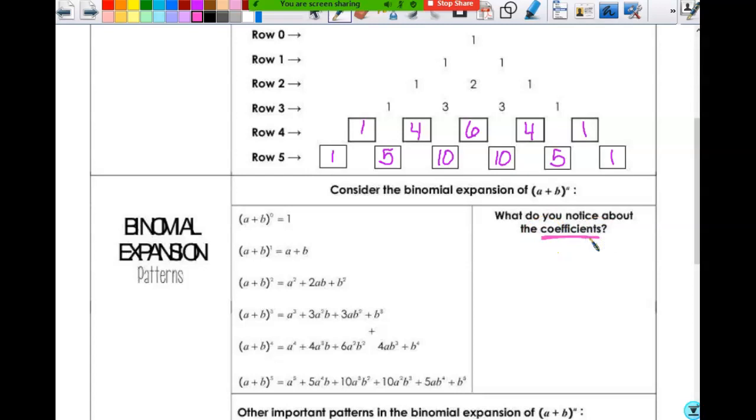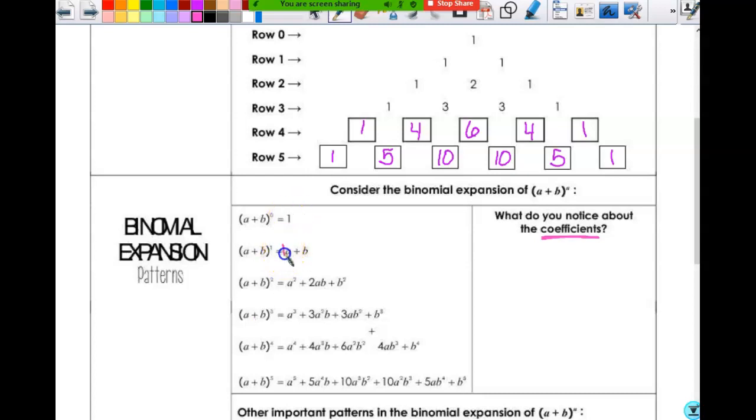Okay, so we have a plus b to the 0 power, which is 1, a plus b to the first, which is a plus b. Then a plus b squared, which is not a squared plus b squared. It's a squared plus 2ab plus b squared. Then we have a plus b to the third, fourth, fifth, and so on. So what is a coefficient? The number in front of the variable. Very good.